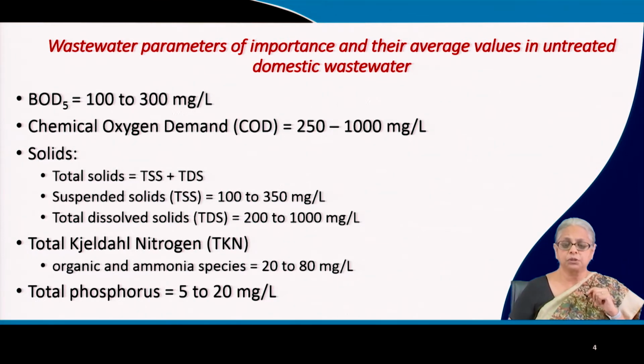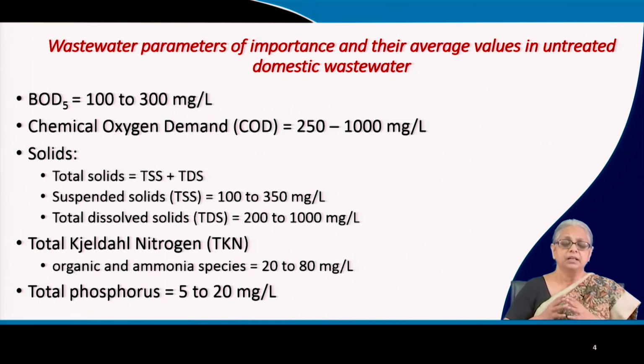The wastewater parameters that are of importance in untreated domestic sewage or wastewater are shown in this slide. So we have BOD5. Now remember, that's our standard method. The BOD values tend to range from 100 to 300 milligrams per liter. COD ranges from 250 to 1000 milligrams per liter.